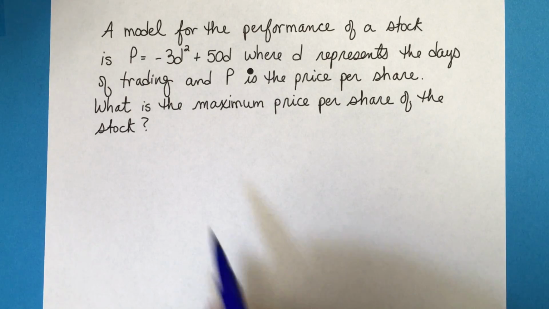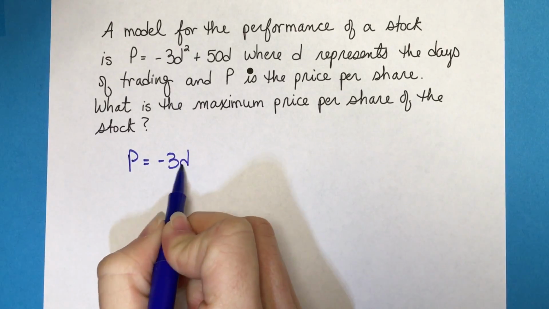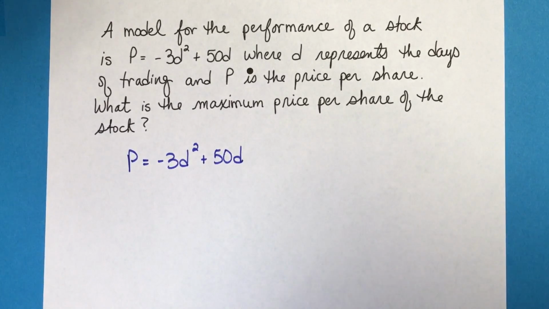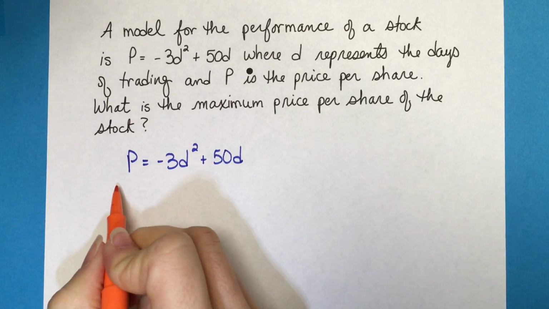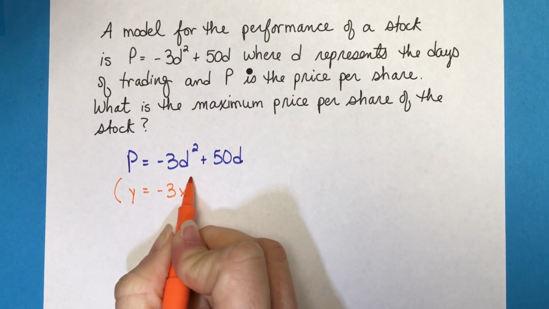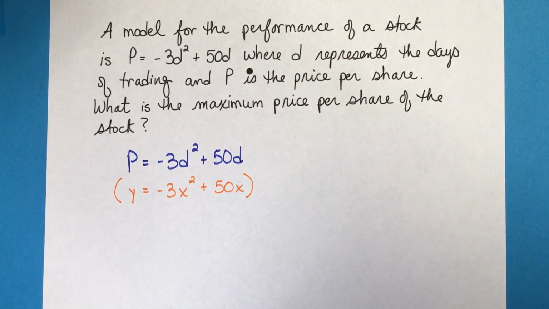Now I'm going to rewrite this function here. Of course, all of them that we've been doing so far have been in terms of x's and y's, and we've got a p and a d here. But if it helps you make sense of this, it would be the same thing as y equals negative 3x squared plus 50x. You know, just to help you keep track of what's what. You could rewrite it in terms of x and y if you choose so.